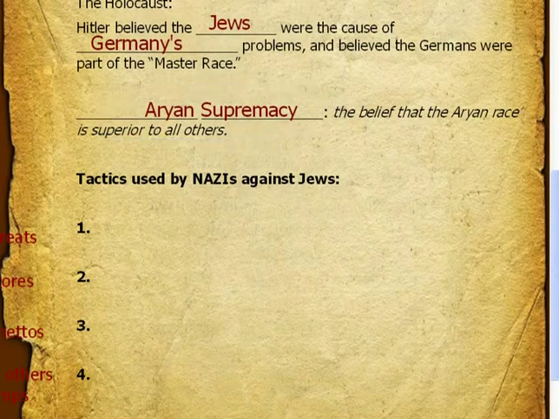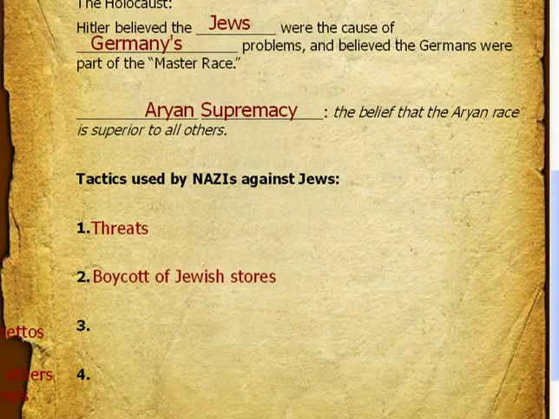So the first step is just threats, intimidation. People just saying things, racist comments, just making the Jewish citizens in Germany feel unwelcome. Then it goes to the economics and a boycott. Stop shopping at Jewish stores.